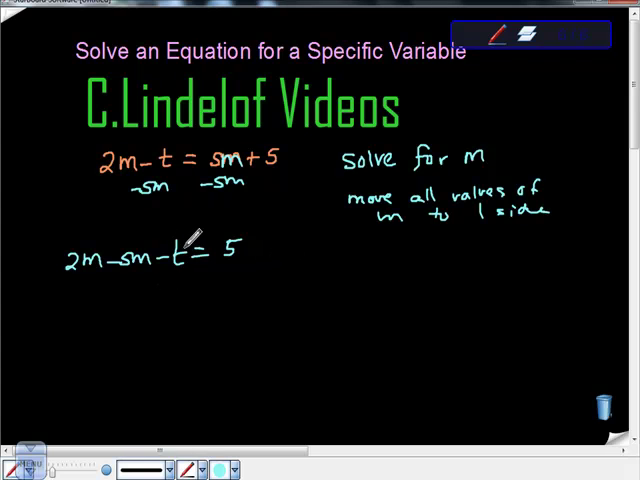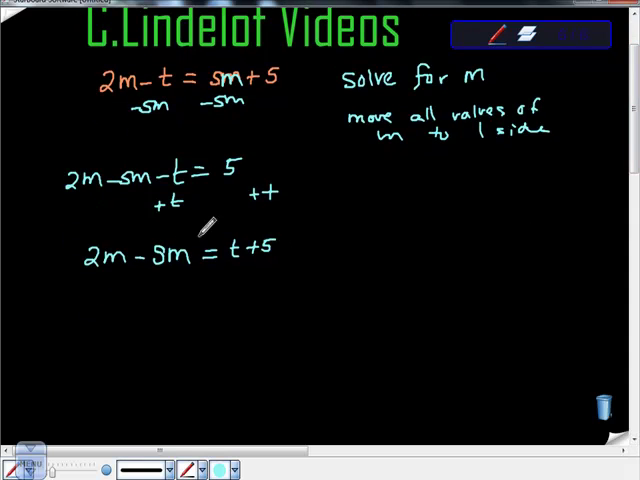However, we have a value here that does not include m. So I'm going to add that value to both sides, plus t. And then we're going to have 2m minus sm is equal to t plus 5. So we have here t plus 5. We're almost done. It looks kind of bad, but all we have to do here is just factor out m.